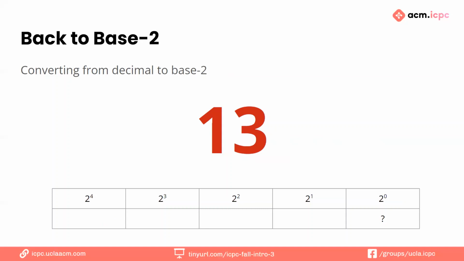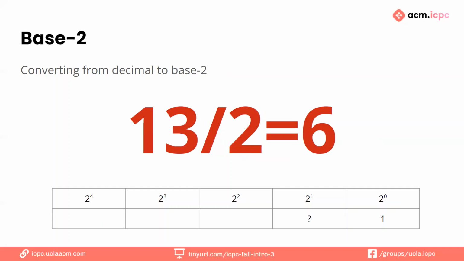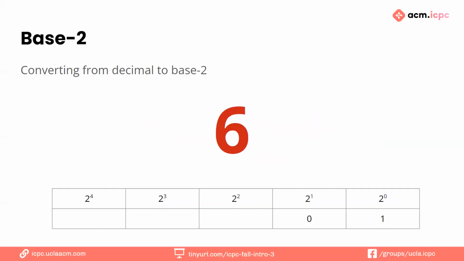13 is odd, so when you divide it by 2, the remainder will be 1. So we set the lowest order bit, to the power of 0, as 1. Next, we divide this number by 2 using integer division. So we get number 6, and 6 in this case is even. So the next order bit, which is to the power of 1, will be 0. Then we continue this operation again and again.